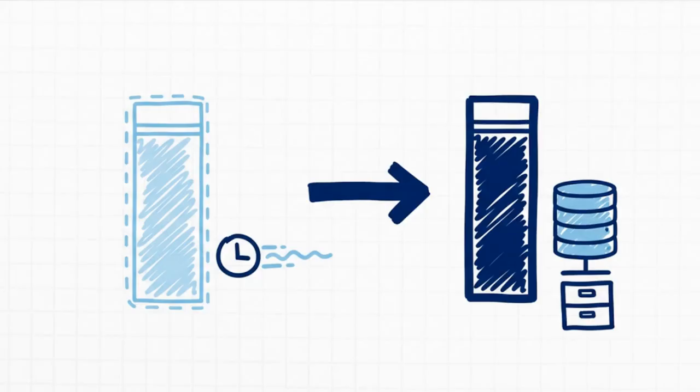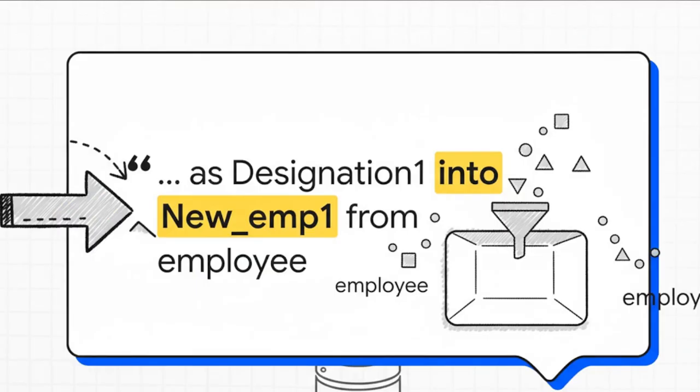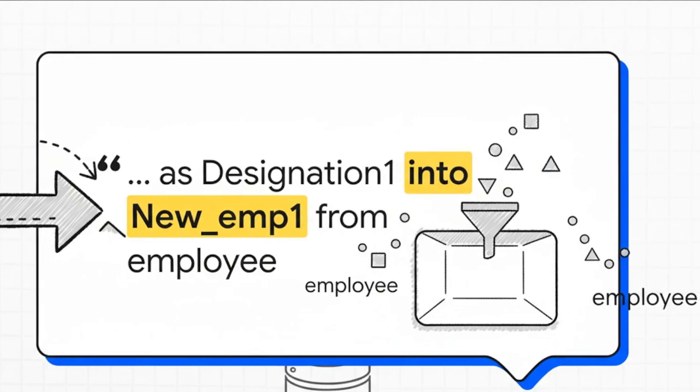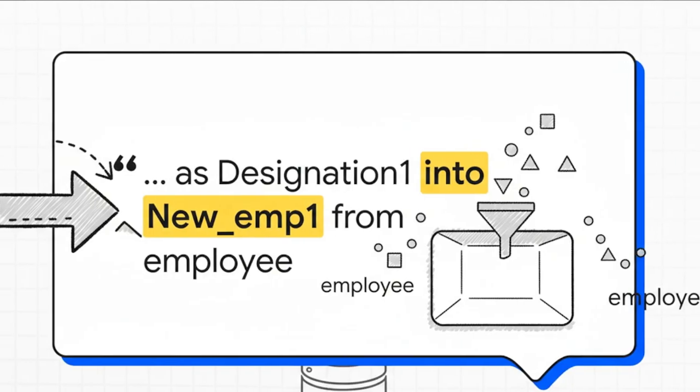So when you run a query like we've been doing, that new designation column you see, it's just temporary. It only exists for that one moment. But what if we want to save all this new categorized data so we can use it later? The whole trick is this little phrase right here, into new emp1. By adding this to our query, we're basically telling SQL, hey, take the entire result of this query, all the original columns, plus our brand new designation column, and save it all into a new table called new emp1.